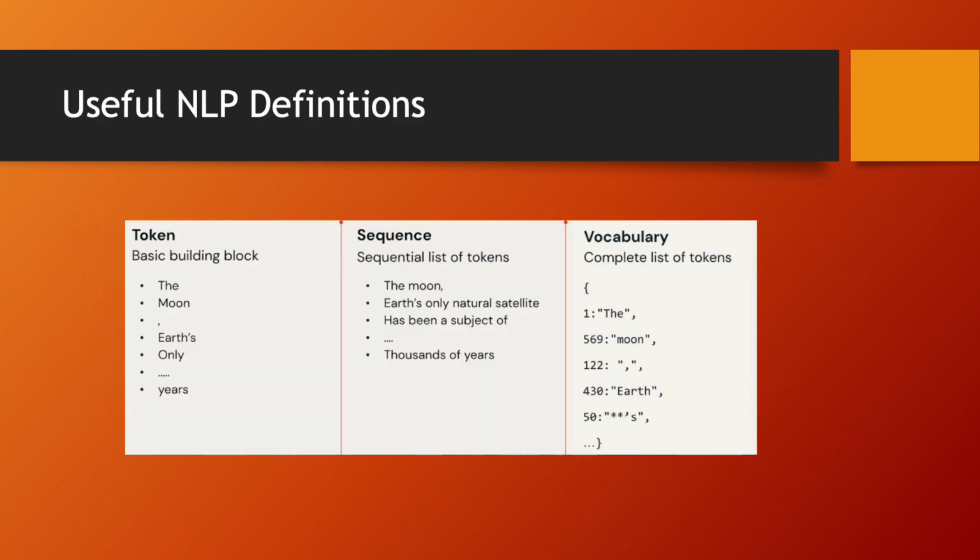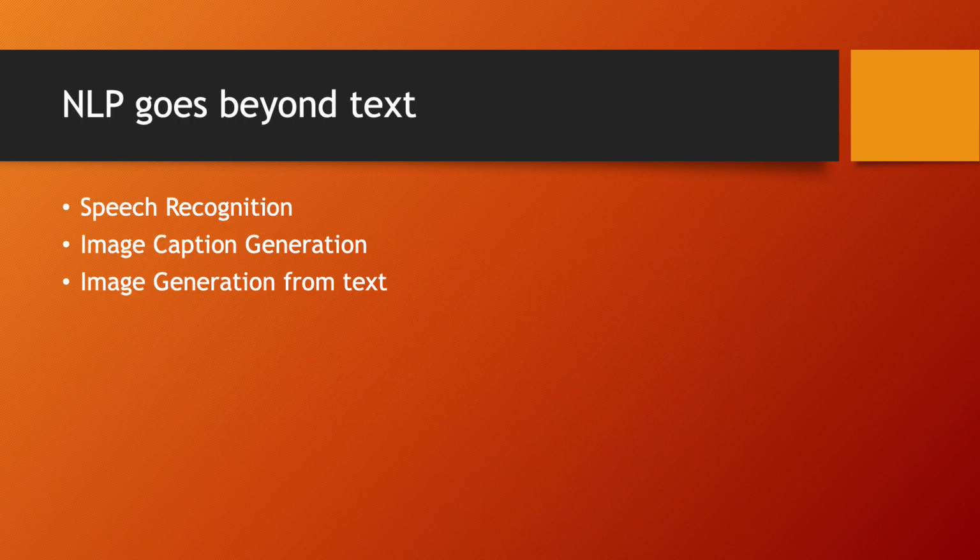So here are some useful NLP definitions. Token, which is the basic building block. You can think of a token as a word, but generally the tokens used in machine learning models are part of a word. Then there is a sequence, which is a list of tokens. For example, "the moon" or "thousands of years" are sequences of tokens. Vocabulary is a complete list of tokens.